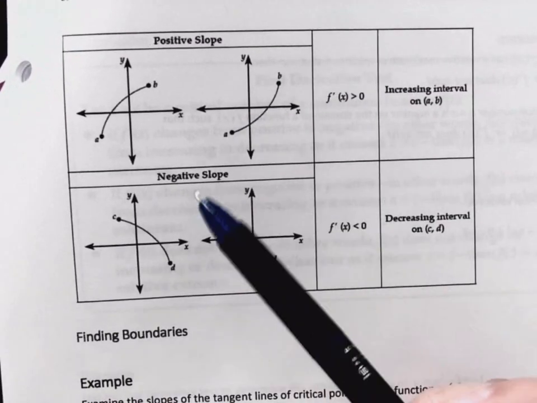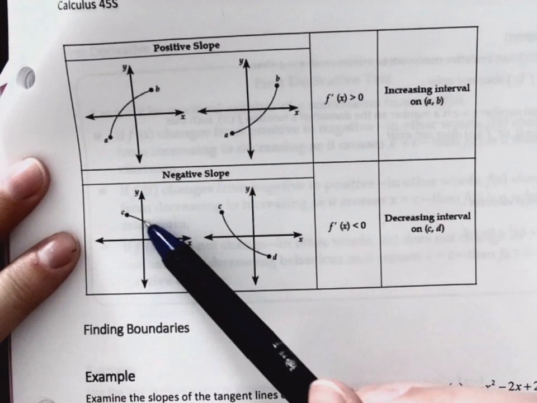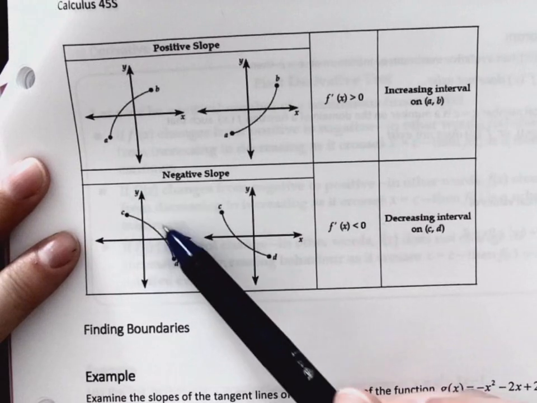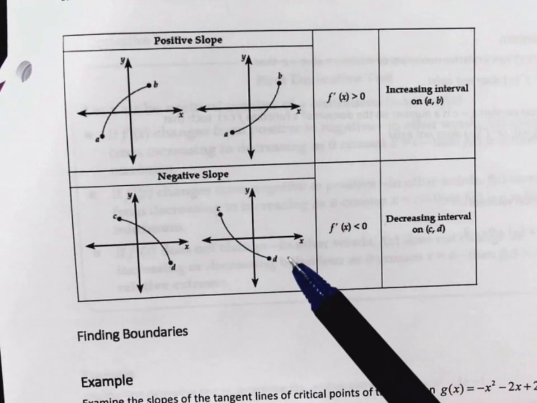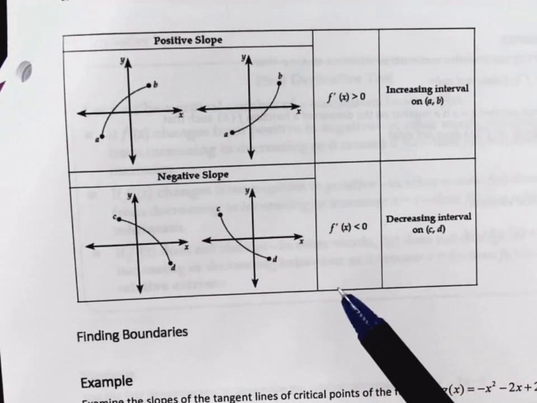And the opposite is true. If you have a negative slope, you're going to find that your values of Y are decreasing. Again, it doesn't matter if it scoops over or scoops under, the Y values are decreasing.